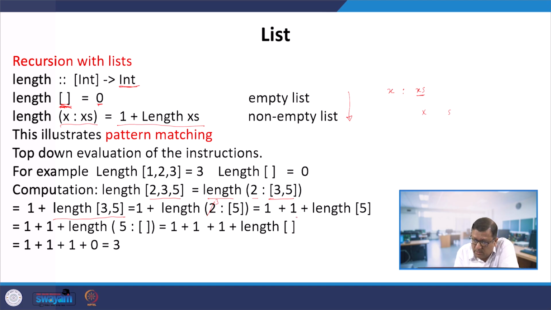So there will be 1 plus length of 5. Then again 5 colon empty, so this will be 1 plus length of empty. Now the length of empty is 0. So it stops here and we get the length of the list as 3.